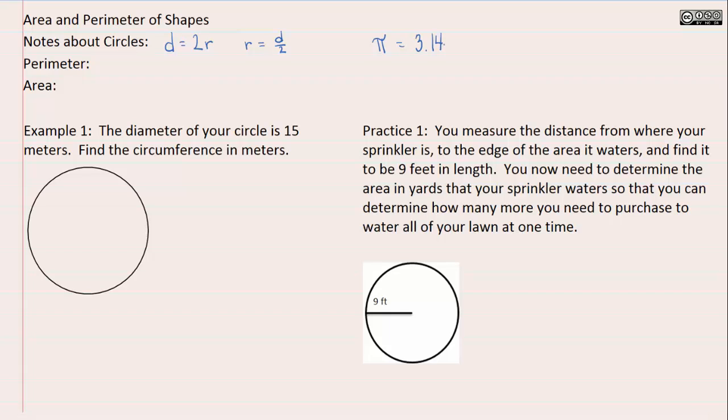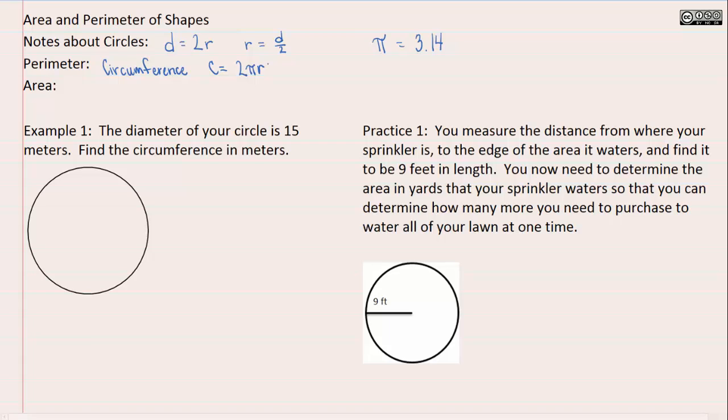The perimeter is the distance around an object, such as if you were going to put a fence around an object. The length of the fence would be the perimeter. The perimeter of a circle, therefore, is also called the circumference. And the circumference is equal to 2 pi r, or 2 times pi times the radius.